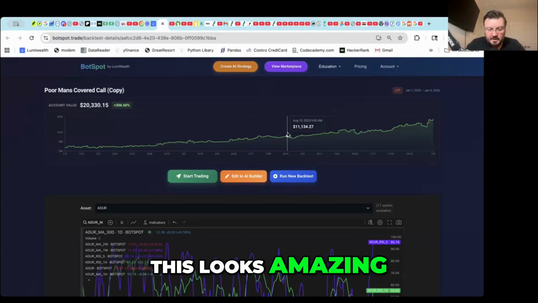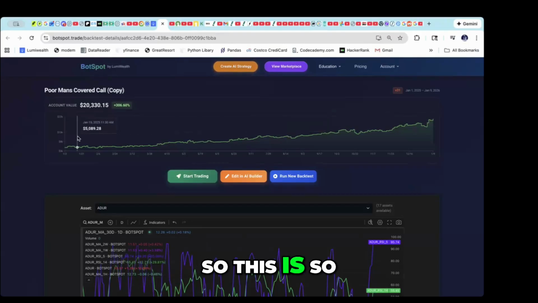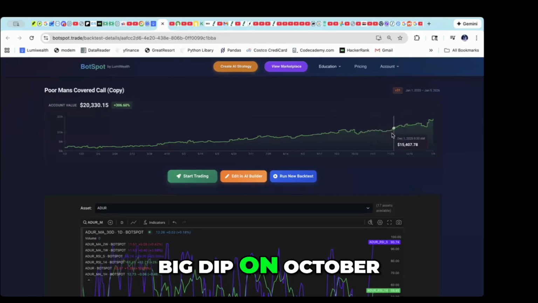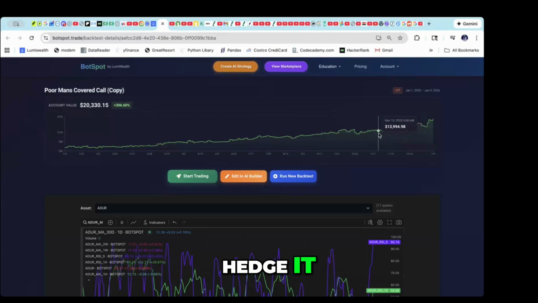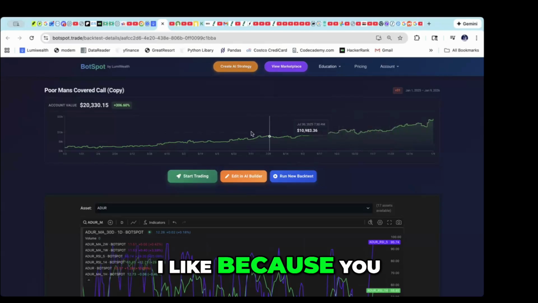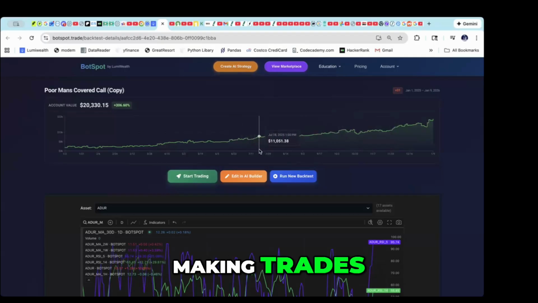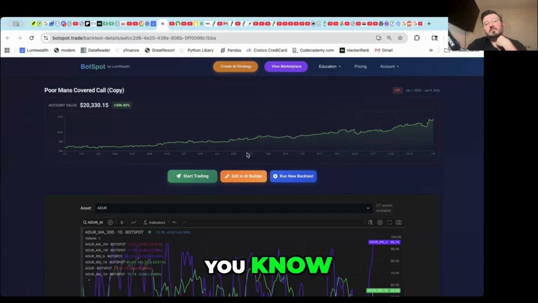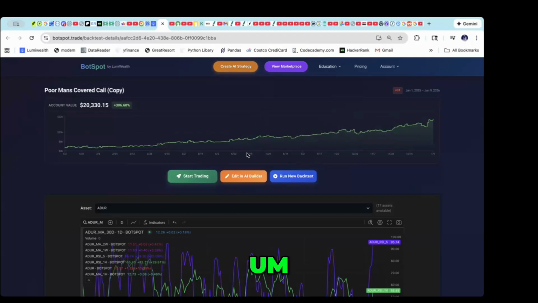This looks amazing. Yeah, so I've been working on the same strategy, trying to perfect it, right? I try to hedge it. So even in October, when we saw that big dip, I was able to hedge it. And right here, I was able to hedge it, and we still continued on. This is the pattern I like because you can see the straight lines where it's not making trades, and so you know that it's not making trades there.